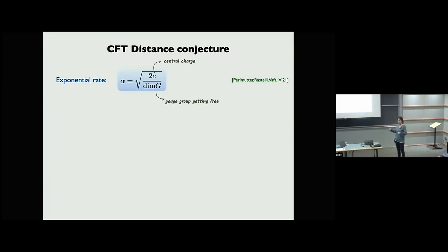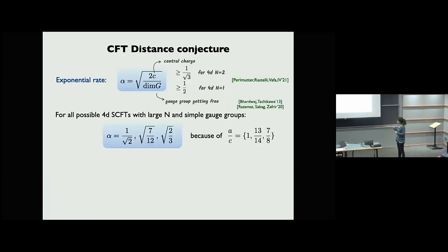It's the central charge over the dimension of the gauge group. You can bound it because the dimension of the gauge group cannot be larger than the central charge. This is when you have a holographic dual, so you write the distance in Planck units. Something interesting I wanted to let you know is that we were computing this for examples to see what numbers we get. If you take the full classification of 4D superconformal field theories that admit a large N limit and have a simple gauge group, we only find 3 values.